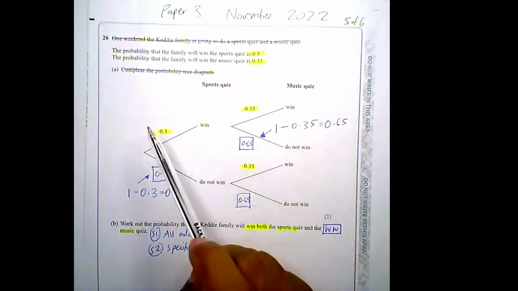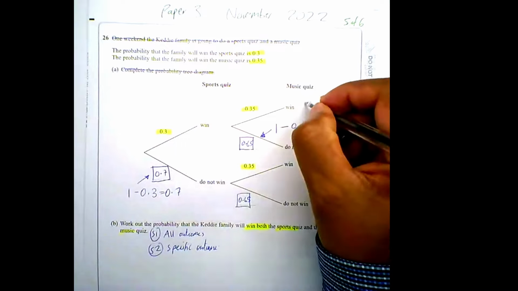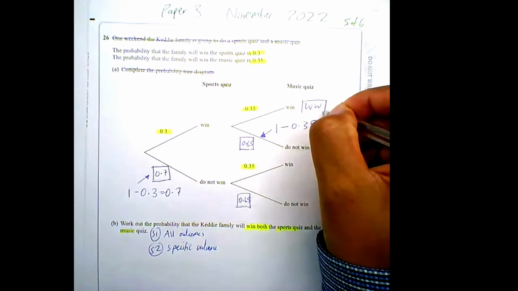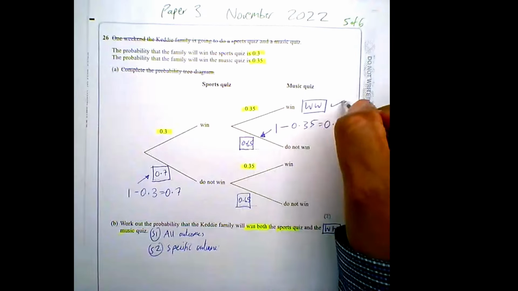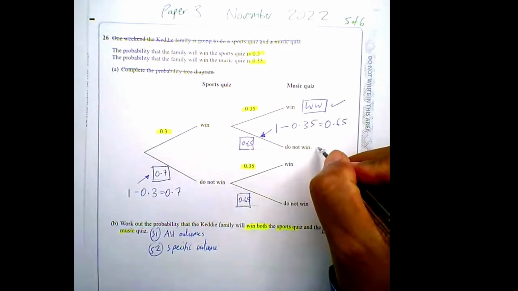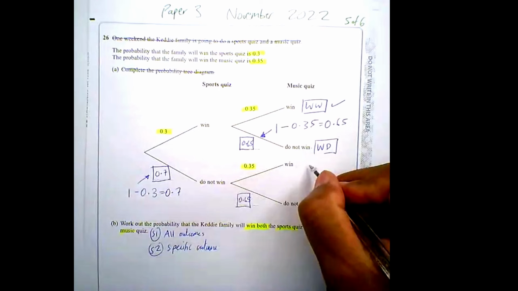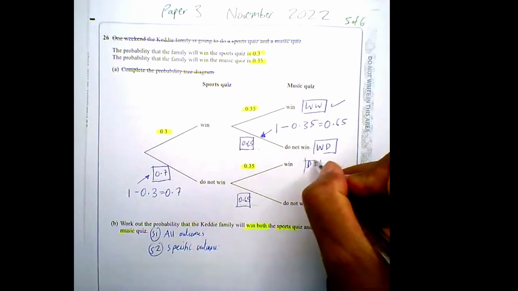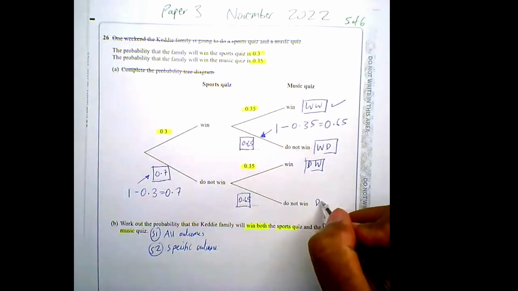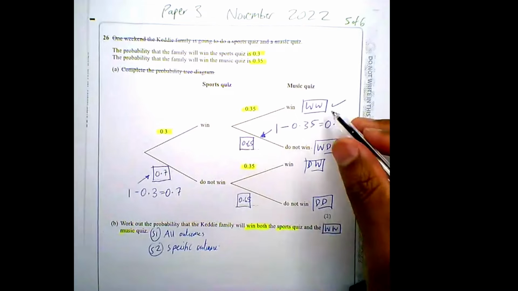Okay, so we've got win-win. I'm looking for win-win. This is win, not win. This is not win, win. And we've got not win, not win. So I've got 1 tick here.